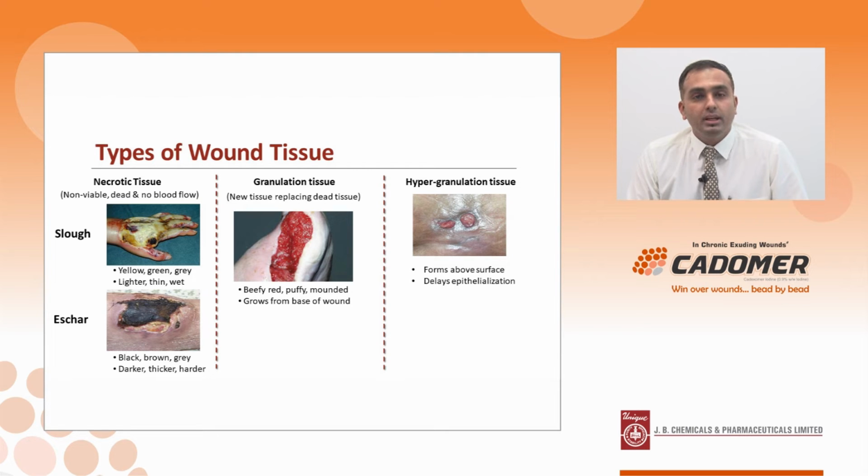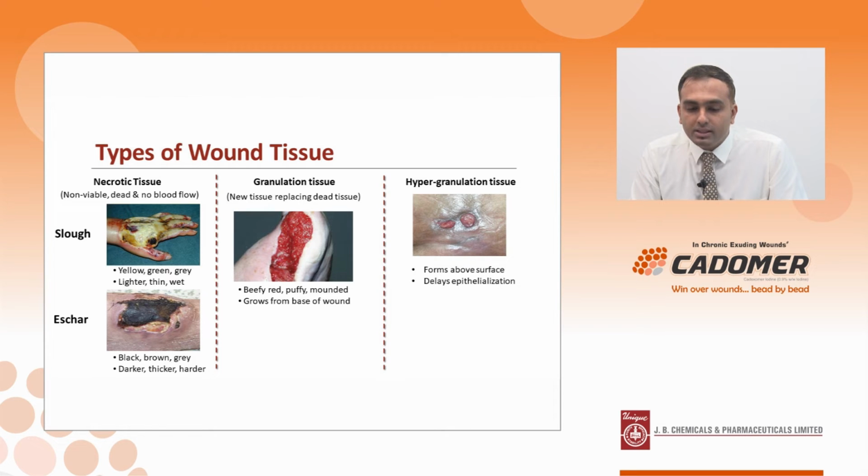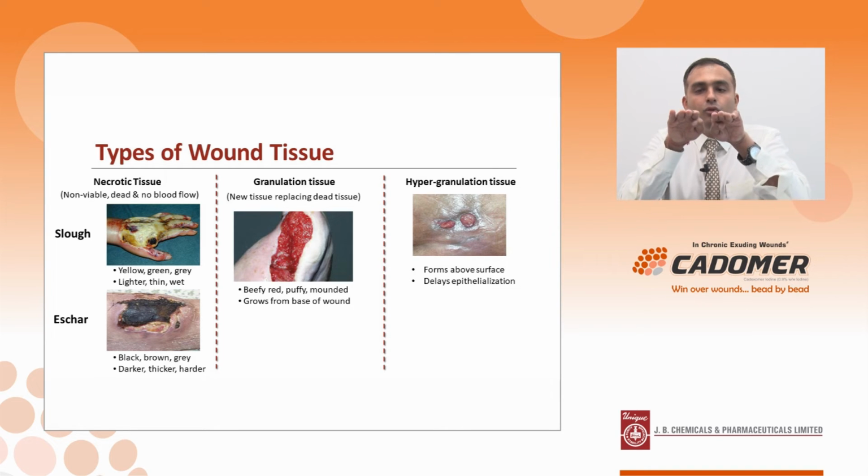Now, during the wound healing process, which I will explain in a couple of slides, what happens is that over a period of time there would be deposition of proteins. The deposition of protein within the wound can happen so much that it would have an outgrowth above the layer of the skin. You can clearly see from this diagram, that is called a hypergranulation tissue, and this kind of tissue would actually delay the epithelialization, that is the wound closure.